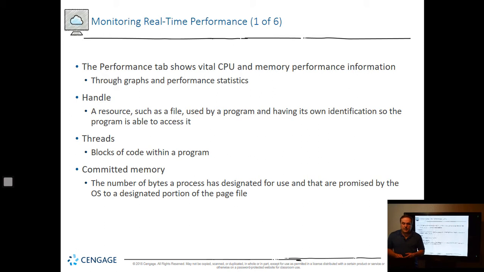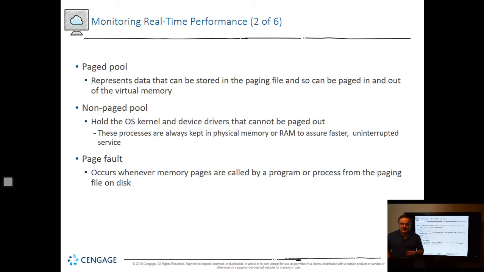The Performance tab shows vital CPU and memory performance information. This is usually the first one that I go to. So one of the things that shows is a handle. And that's a resource such as a file used by a program. Threads are blocks of code within a program, so they're parts of a program. And then there's committed memory, the number of bytes a process has designated.